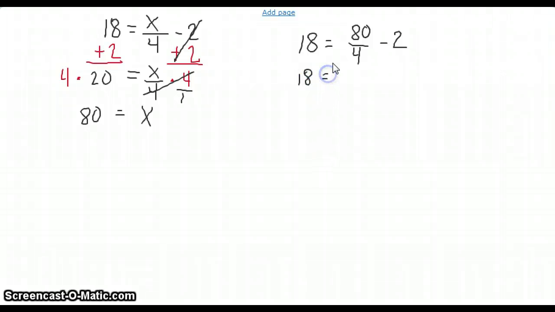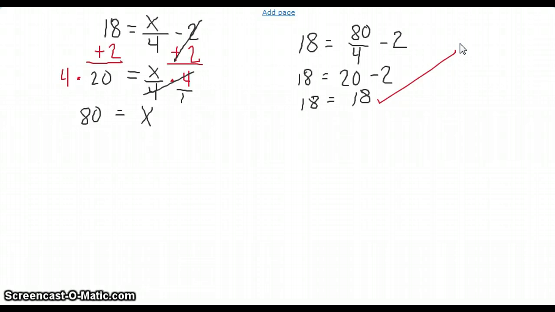18 is equal to 80 divided by 4, which we know is going to be 20, minus 2. And then 18 is equal to 20 minus 2. And we know 20 minus 2 is 18. And so that statement checks out. So we do know then that that is a true statement, and that our answer to our equation is x is equal to 80.